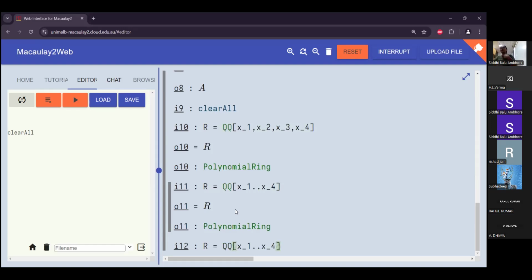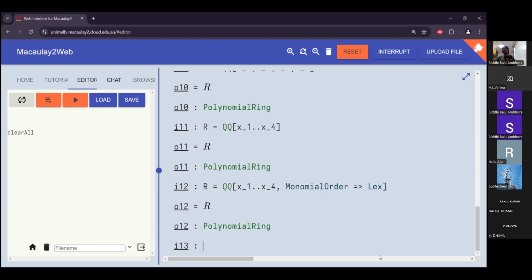And we wanted to define a monomial order on this ring R. So how do we do it? This is the code, MonomialOrder, and for lex, this is the symbol for lex in Macaulay 2. Okay, and this is how we define this. Is it okay? You can see the screen and everything, and also I'm audible so far. Please feel free to say if you are unable to see anything, or if there are any doubts.